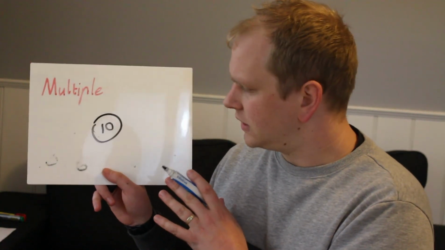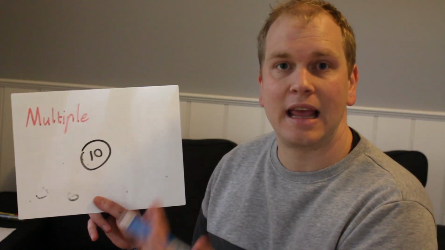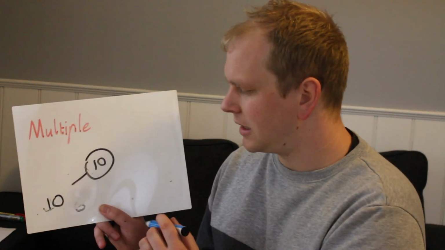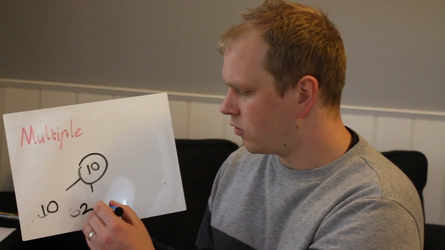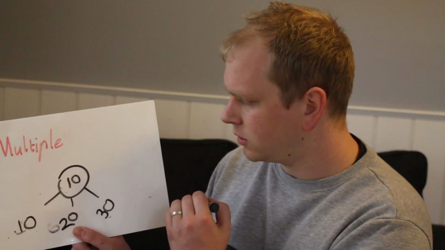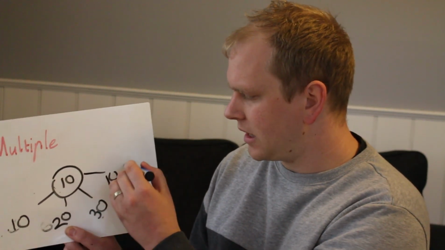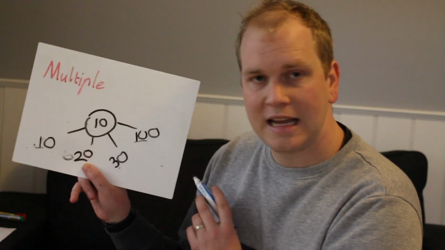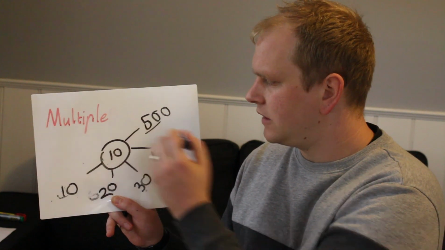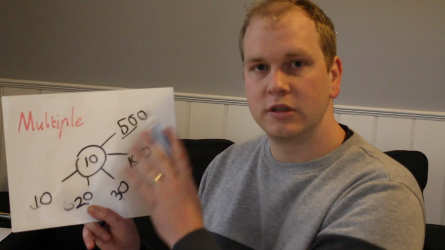Now just to give you another example, let's say this time we've got the number 10. All the multiples of 10 will be any number that 10 can evenly go into when we divide it. So the first one, like I said, is going to be itself, 10. The second one will be 20 because that's 2 tens. Then 30 will also be a multiple of 10. I know that 100 will be a multiple of 10 because it's got 10 tens in it. Same as 500. 500 will have 50 tens. So these are all multiples of 10.